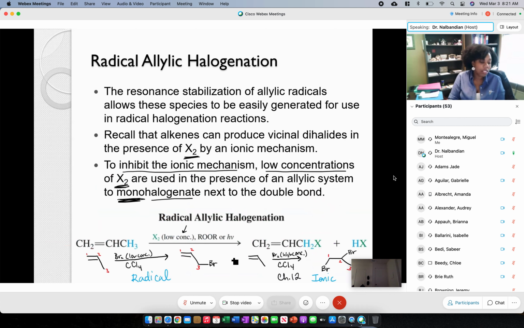So here we're not doing the same reaction as in chapter 12. We're doing a different reaction based on having low concentrations. But for this reaction to occur, we also are going to need peroxide or light. So some kind of a peroxide, oxygen-oxygen bond, or light in order to initiate this reaction, because it's a radical reaction. So we need a radical initiator, which would be the peroxide.